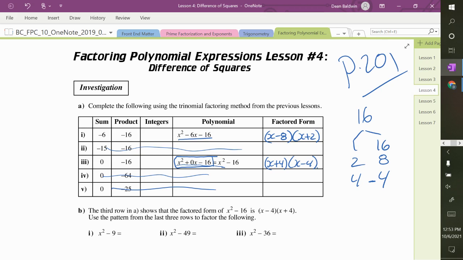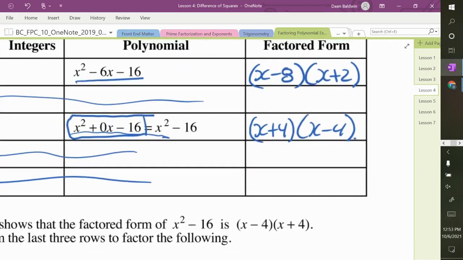We look to see what multiplies to this number, so negative 4 and positive 4, and adds to that number. 4 plus negative 4 is 0. Okay? Thing is, nobody ever writes it this way, because nobody's going to put in a 0x. They always write it this way. These are the same things. Everybody agree with that? Because 0 times anything is 0, so you don't even have to write that. So x squared minus 16.